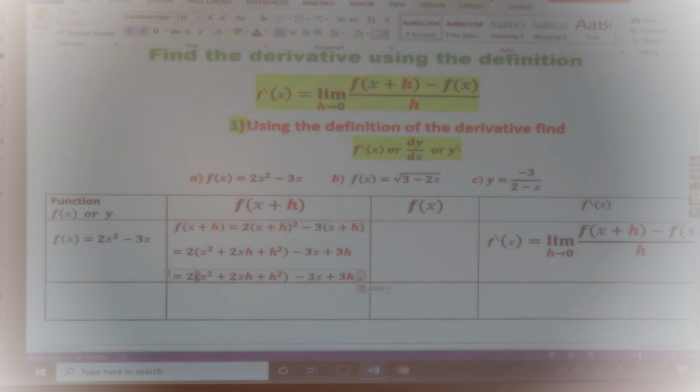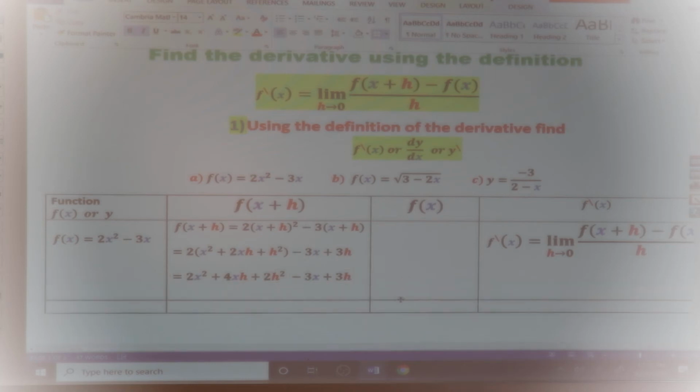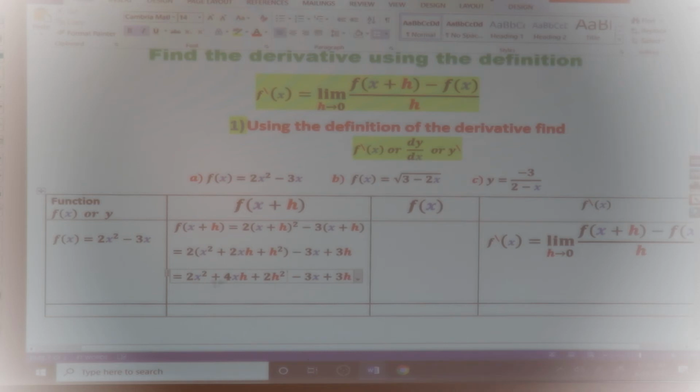We don't need the 2. We're going to multiply the 2: 2 times x squared is 2x squared, 2 times 2xh is 4xh, and we multiply the 2 by the h squared term here. We don't need the parentheses. Now simplify this, see which ones cancel. Nothing cancels here, right? We're done with this. What about f of x? F of x is the same, nothing changed. Control C, and here control V. Then f of x is the same.